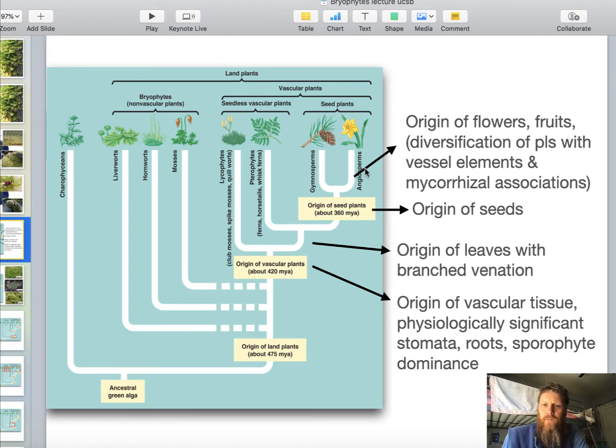And then within the angiosperms, which are the very large majority of all living plants today, you get the origin of flowers and fruits. And then, not unique features, but other important features of the angiosperms are the presence of vessel elements, which are really big structures within the xylem, which allow much more efficient water transport. And then also a whole host of mycorrhizal associations, so relationships with fungi that are either absent or much less well developed in all these other plant lineages. And so some combination of flowers and fruit and vessel elements and mycorrhizae probably leads to the massive diversification of the flowering plants that we see today.